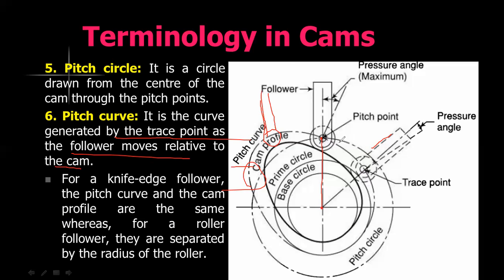Here you can see this is the pitch curve, the dotted line. I am drawing it here. This is the pitch curve, and inside the pitch curve we have the actual cam profile. This cam profile and the pitch curve are separated by the radius of the follower. In the case of the knife edge follower, the cam profile as well as the pitch curve are the same.